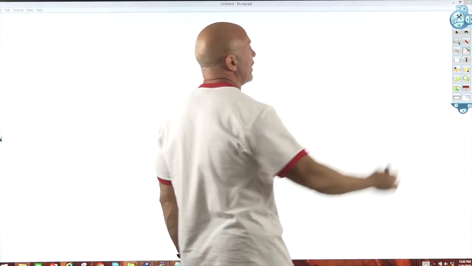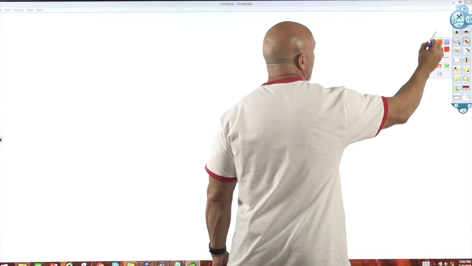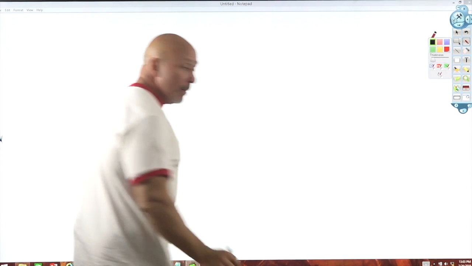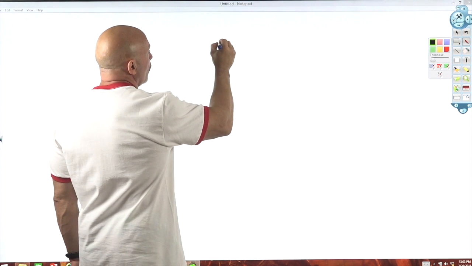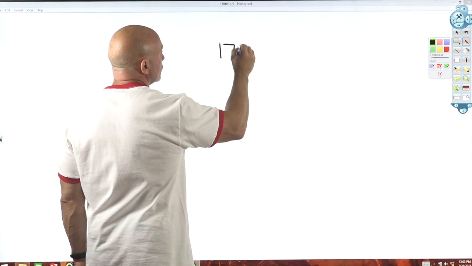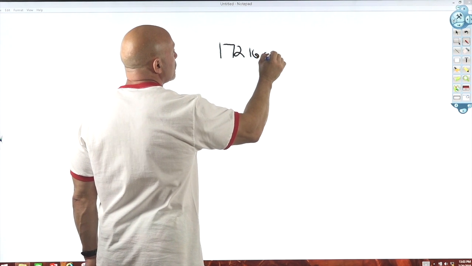All right, let's see if I can make it a little bit better here. So we're working with 2 octets now. Let's make it black again. All right, let me step more this way. I need room. Okay, so 172.16, and let's just put it out right now.